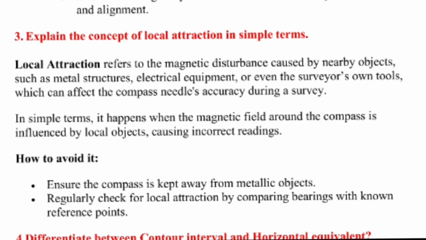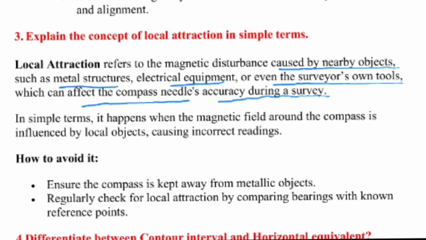Local attraction is a magnetic disturbance caused by nearby objects, such as metal structures, electrical equipment and even the surveyor's own tools, which affect the compass needle. That is what we call local attraction. In simple words, the field around the compass is influenced by the object, and you will get an incorrect reading.